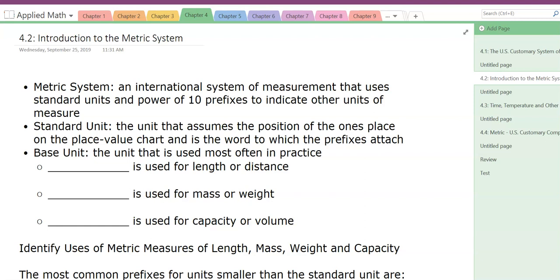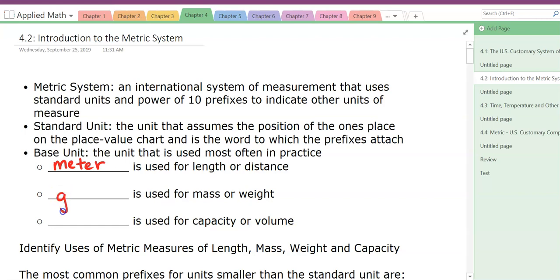The standard unit is the unit that assumes the position of the ones place in our place value chart. And that's the word that all of the other prefixes attach to. So meter, gram, and liter are the main standard units, because then we have centimeter, millimeter, kilometer, and those kinds of things. Those get added to our standard units. A meter would be used for length or for distance. So if you're measuring how long something is, or the distance between places.